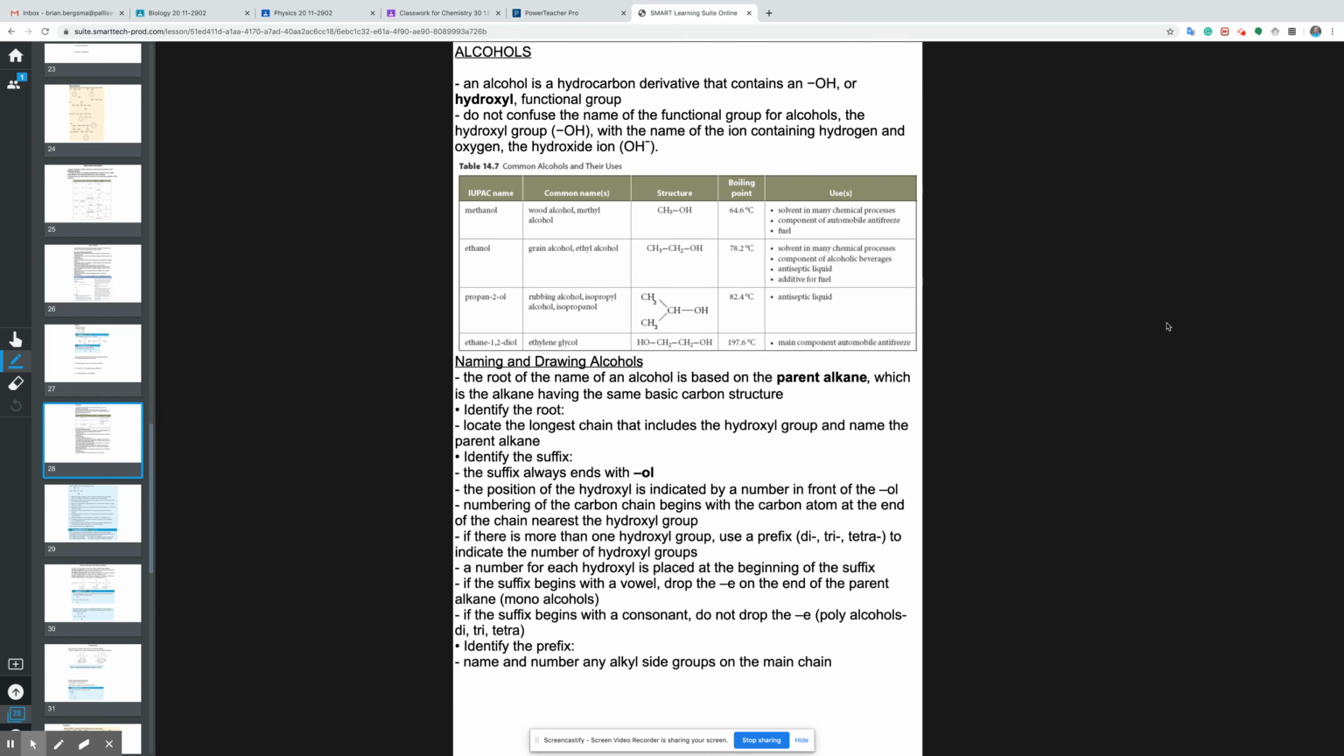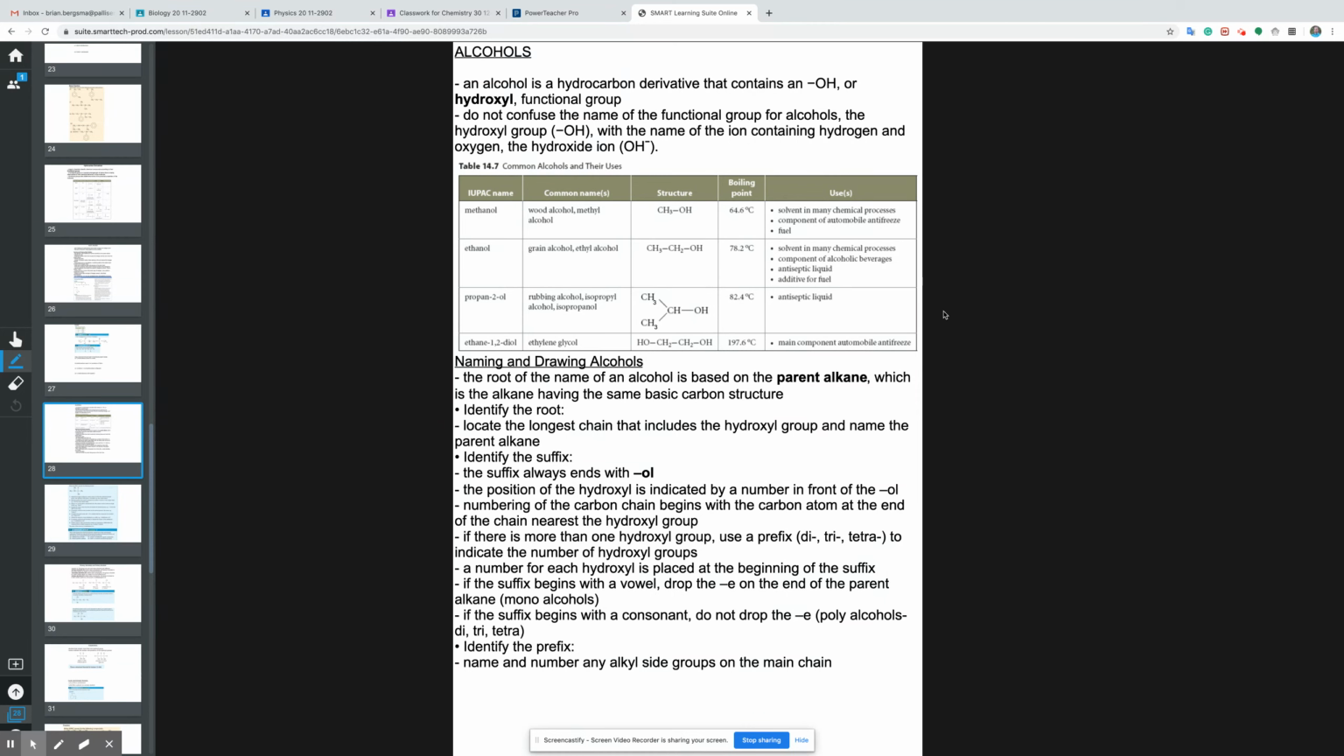An alcohol is a hydrocarbon derivative that contains our OH group, or a hydroxyl functional group. One thing not to confuse it with: a hydroxyl group is an OH branch coming off of the molecule, whereas the name of the ion with hydrogen and oxygen is a hydroxide ion. This is something different. This is only in ionic compounds, and if it's ionic, it's no longer an organic compound.